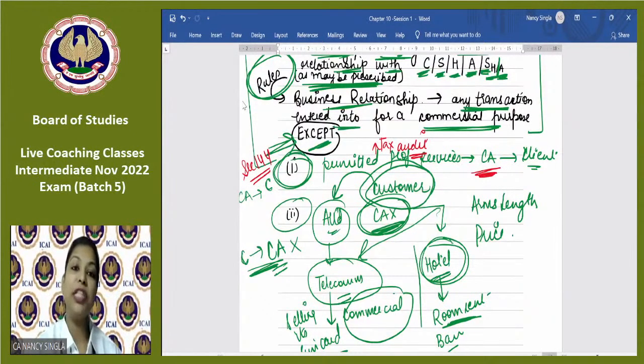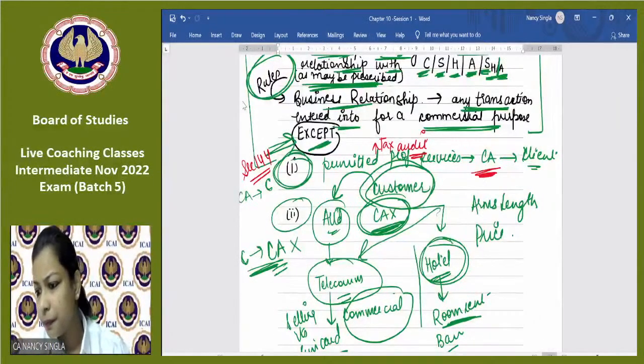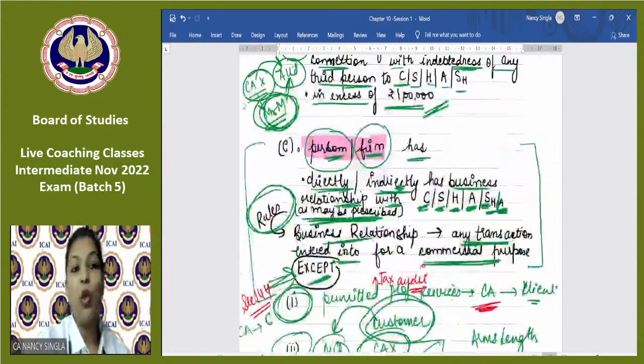See, if a discount is provided to others also, arm's length price क्या होता है? The price at which you are providing the service to the third person, to any unrelated person, उसी price पे आपको मिल रहा है, आपके लिए कोई special favors नहीं है, then it is at arm's length price. Is it clear? Whose query was it? Nilabjo, is it clear? ठीक है. So this was about clause E.